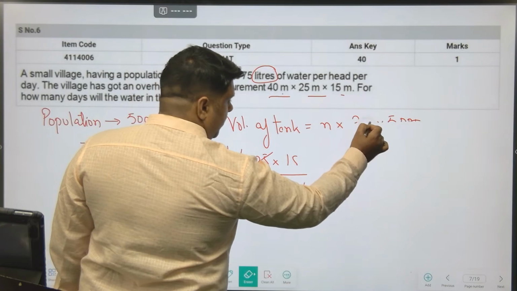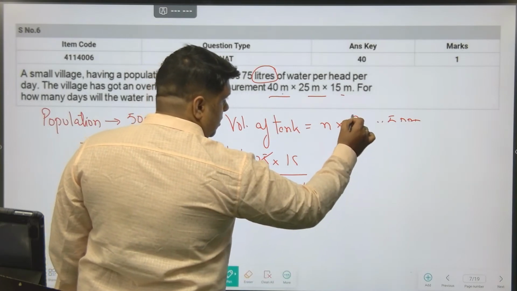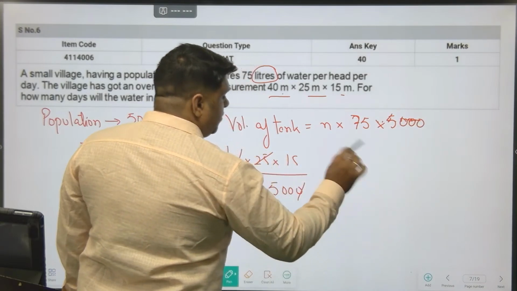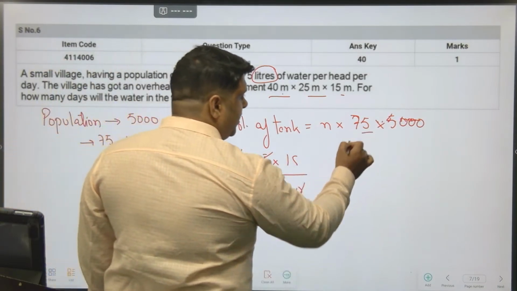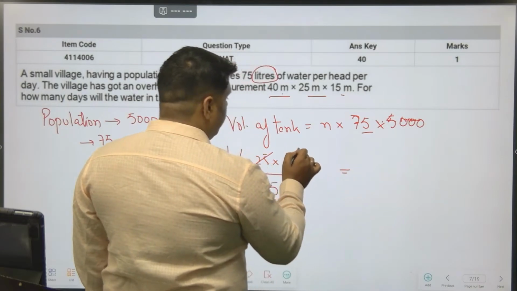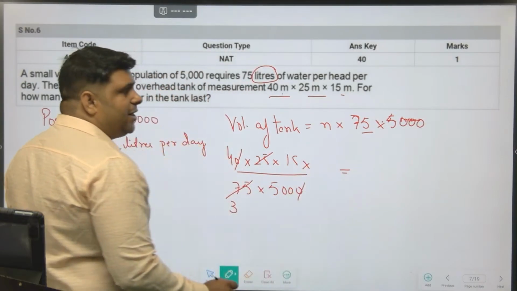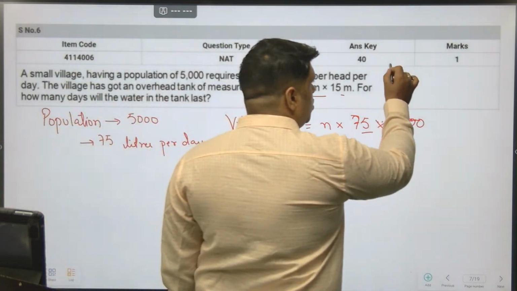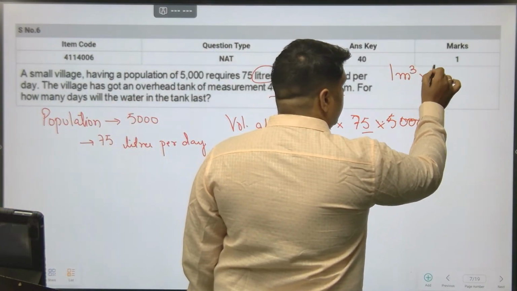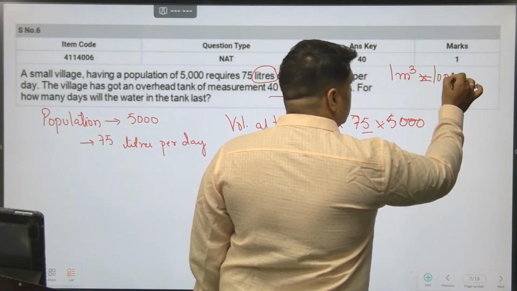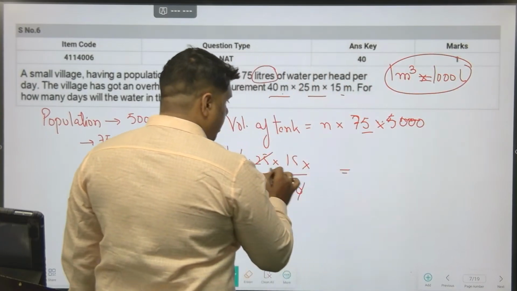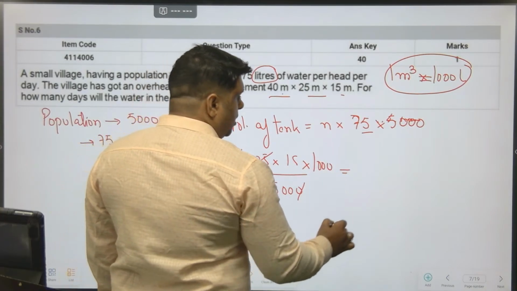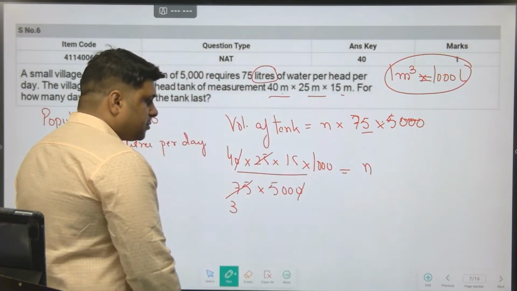So this value, 75 into 5000, is in liters, because this 75 is in liters. So we have to convert the volume into liters. So 1 meter cube is equal to 1000 liters. This relation you guys should know. 1 meter cube is equal to 1000 liters. So here, as it is meter cube, let's write 1000 times. Now this should be equal to n.